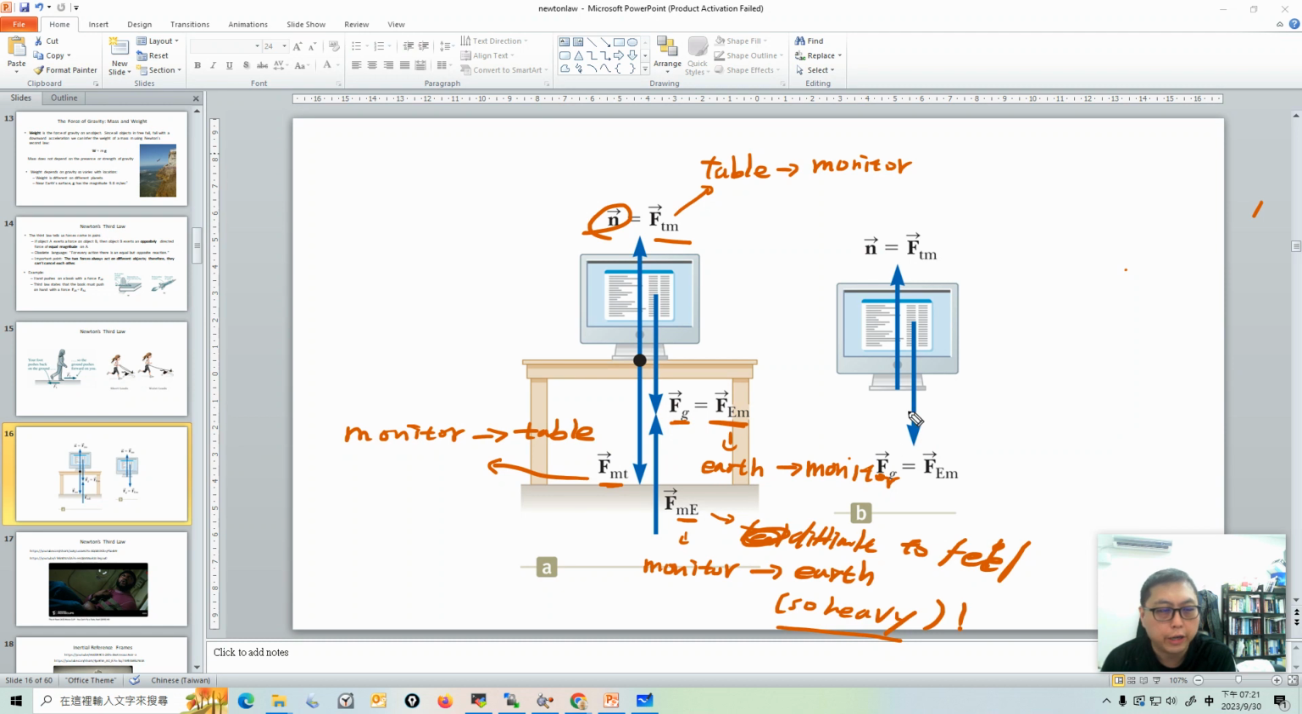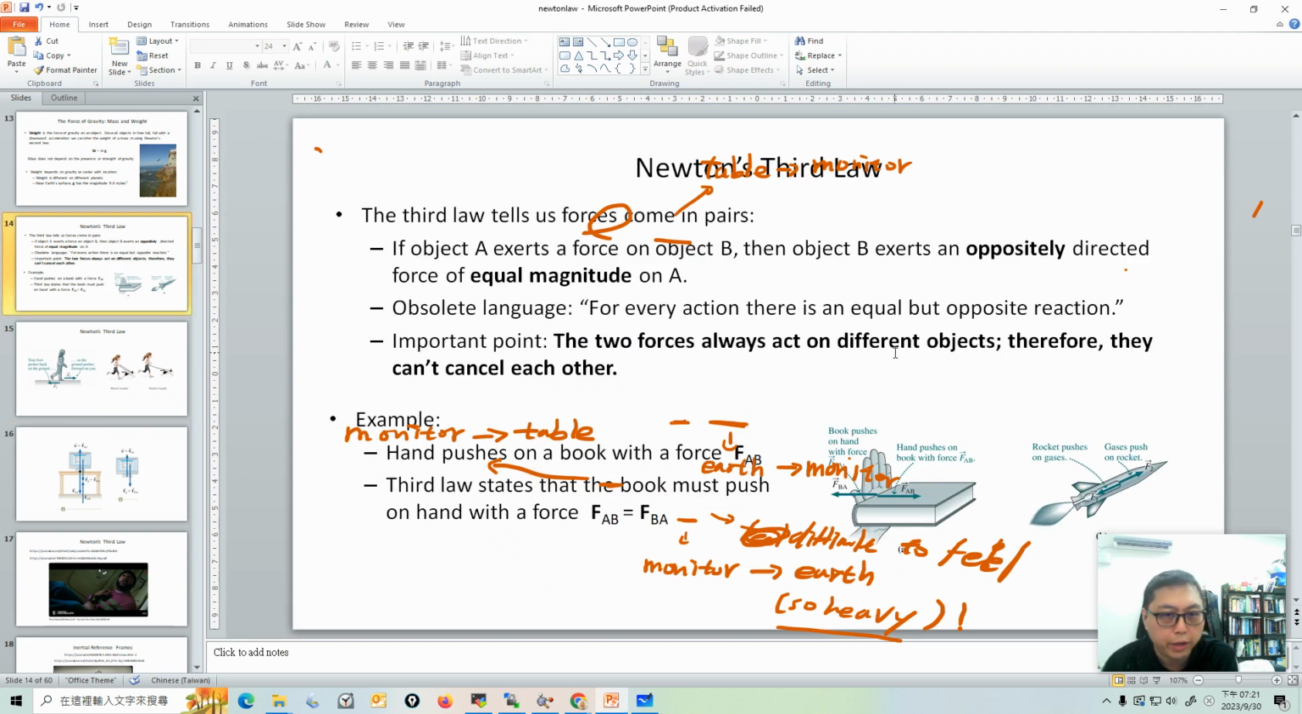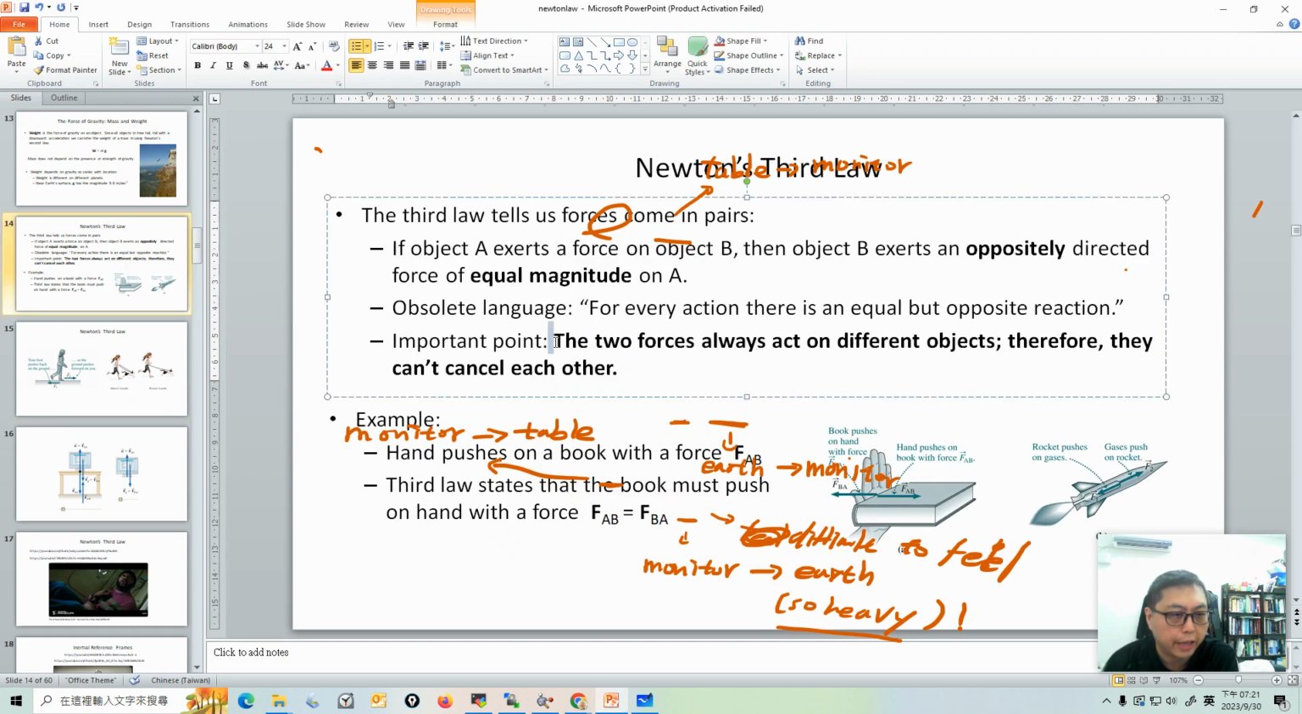And for later, we will see that. Another thing I have to address is the action and reaction pair. Maybe the previous slide shows action pairs, they always act on different objects. Therefore, they cannot be cancelled with each other.